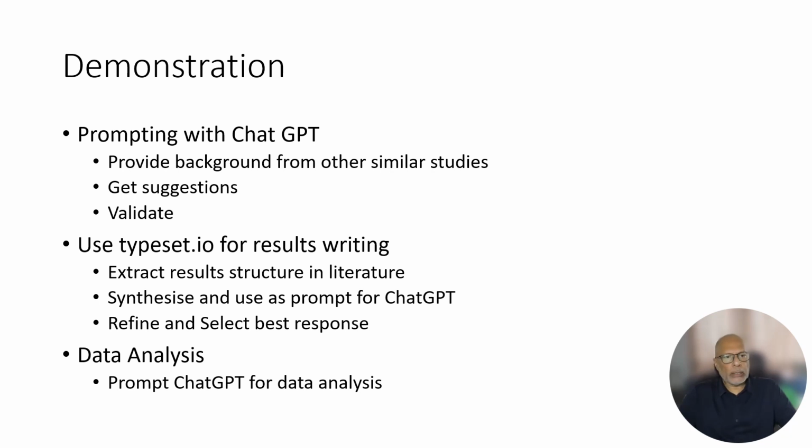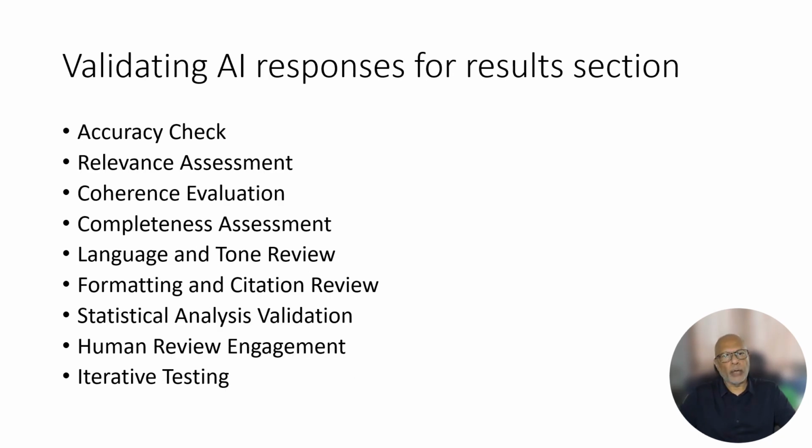So basically, it is good now for you to take this time to use the various AI software to help with the writing of your results. Using previous data and previous publications, typeset.io can help you to summarize their data, the style, and the language, and then you can use ChatGPT for the purposes of writing your section. Now, it's very important to make sure you validate the responses that you have got from all the various tools that you have used for your AI results section writing.